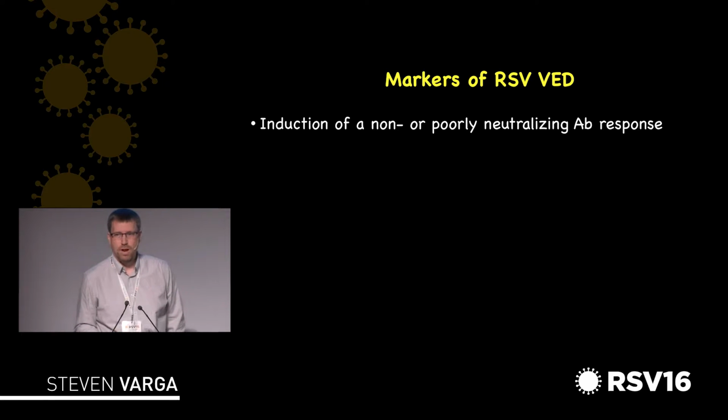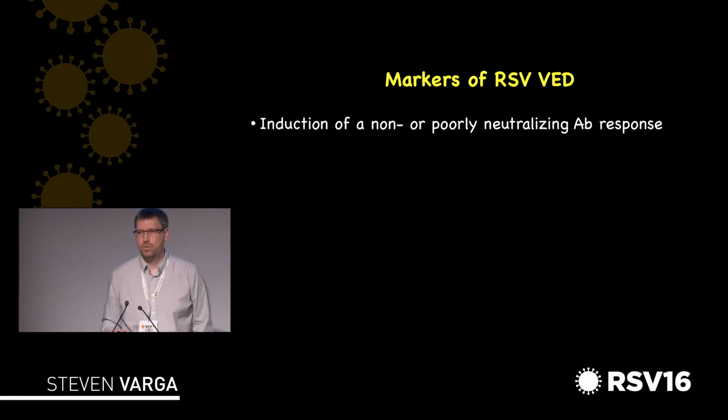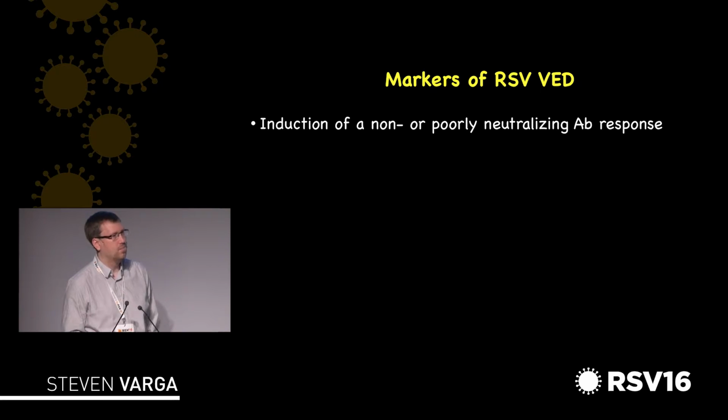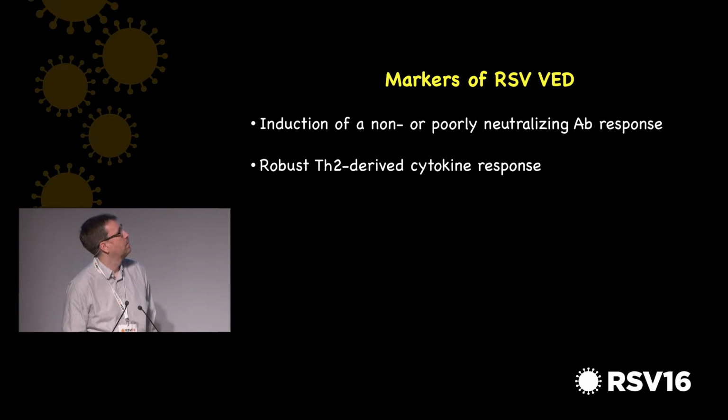So of course, everyone wants to know markers of RSV vaccine-enhanced disease. I think the primary marker really is the induction of a poorly neutralizing antibody response. This really sets up an environment that is conducive to the generation of RSV vaccine-enhanced disease. And I think most current vaccination efforts would not create this environment. And so I think this is really less of an issue.